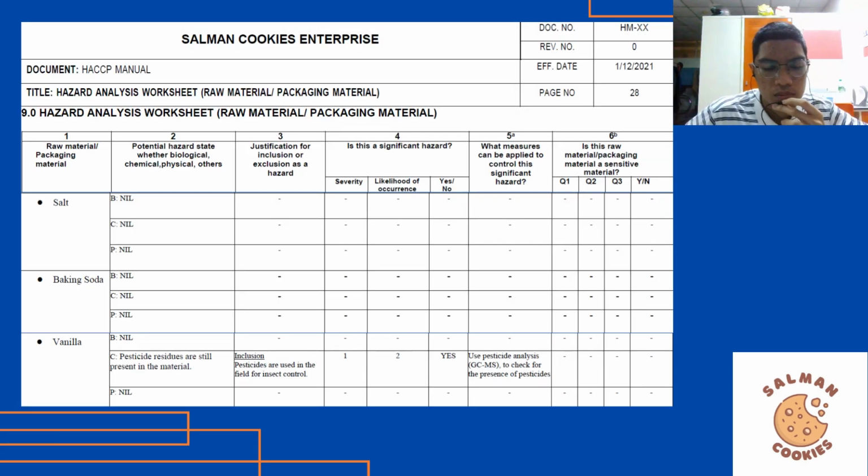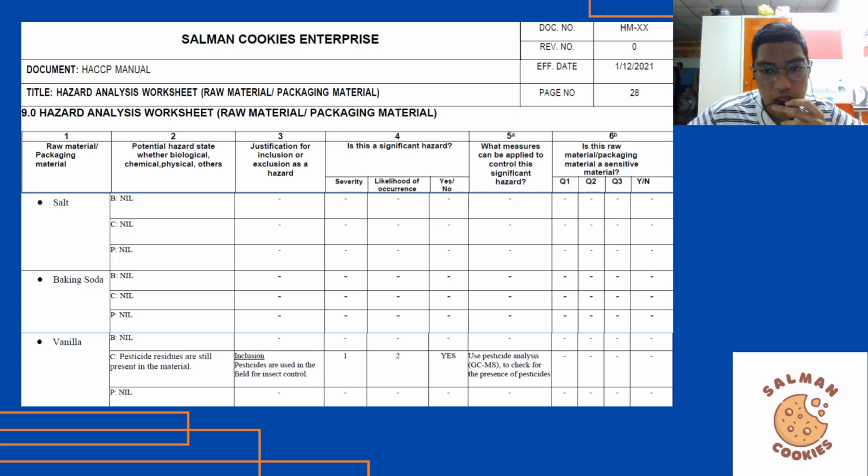Okay, next we can proceed with the hazard analysis worksheet for raw materials and packaging materials. So based on the table, we can see that the raw material salt has no biological hazard, no chemical hazard and no physical hazards. This is also the same case for the raw material baking soda, which also does not have any biological, chemical and physical hazards.